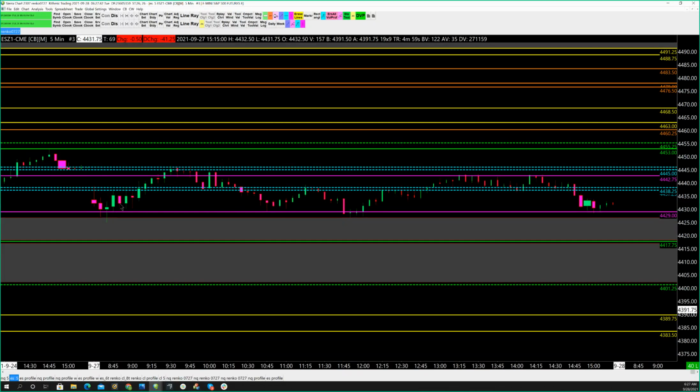We gapped down, right? The reason there are two sets of blue lines here is that the points of control from the TPO chart versus the volume profile chart were split. This is the volume point of control. You can see we drifted up. You can see they attempted to reject off of the TPO, then they rejected off the volume point of control.